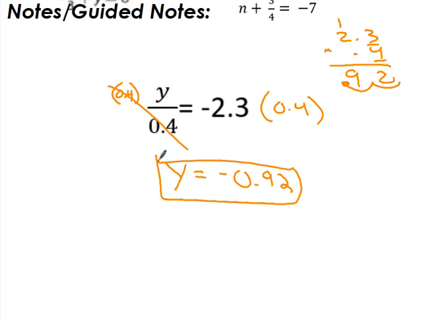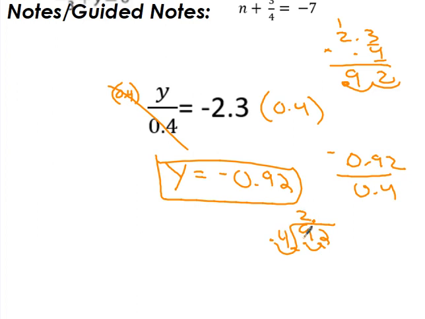And I'm all done. Now, if I were to actually plug that in for y, it's negative 0.92 divided by 0.4. If I were to check that division, that's how I know if I get the answer right. So it's nice to know how to also divide by decimals, because we're going to have to do that sometimes. And it's nice to be able to check our work to see if we get it correct.